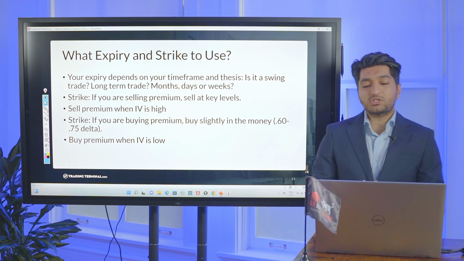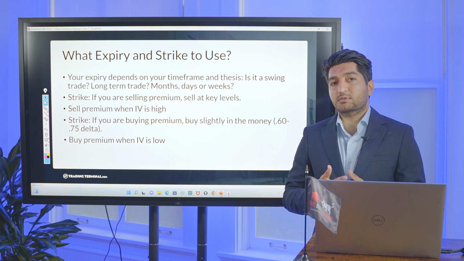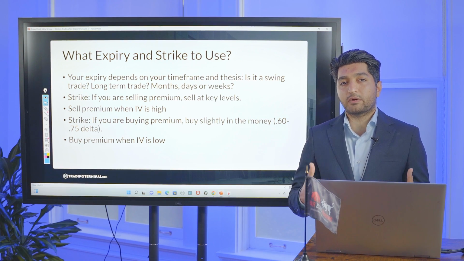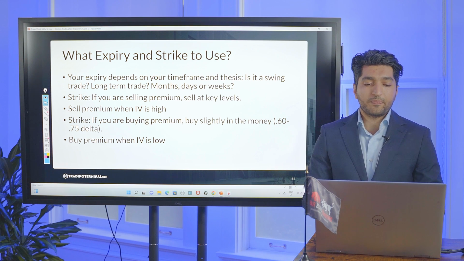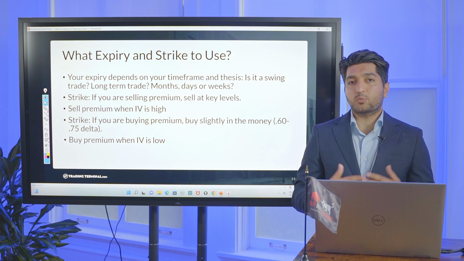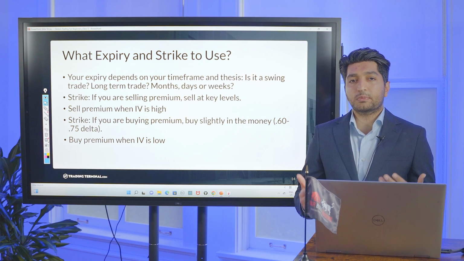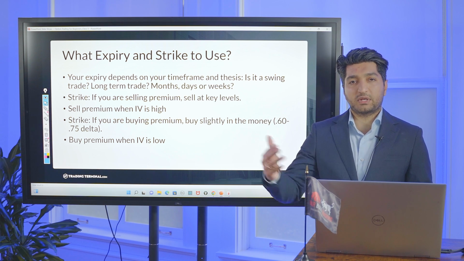So now the question that comes to mind is what expiry and strike to use. So I am bearish on Amazon, but what option expiry should I use? What strike price should I use? Your expiry depends on your time frame and thesis. If it's a weekly swing trade, you probably want to use the closest expiry, or maybe the next week expiry.